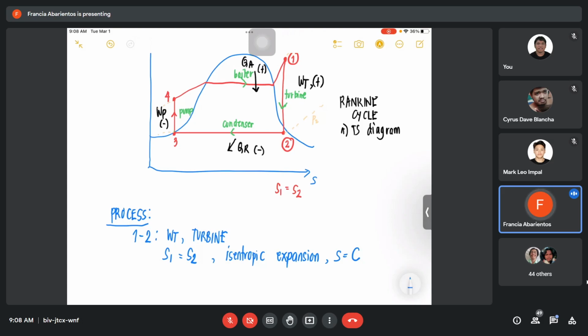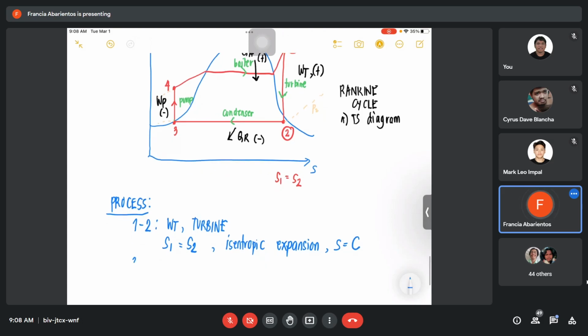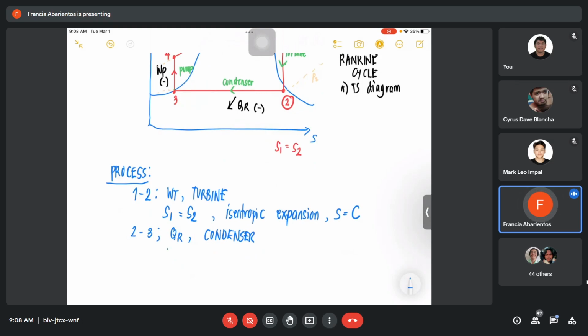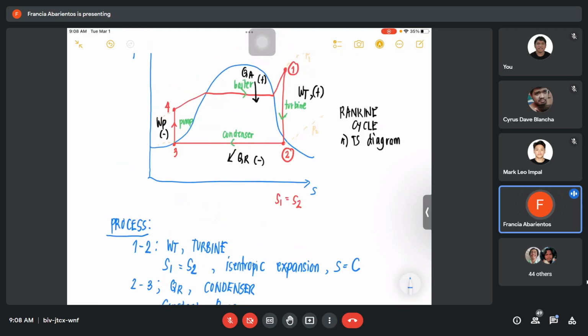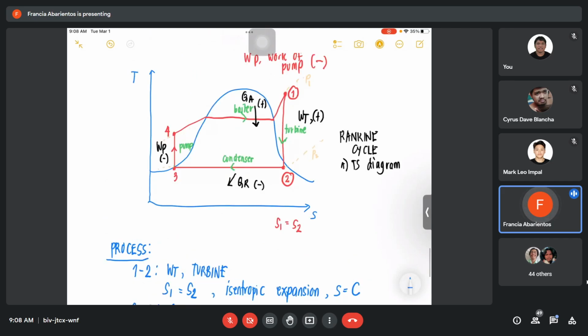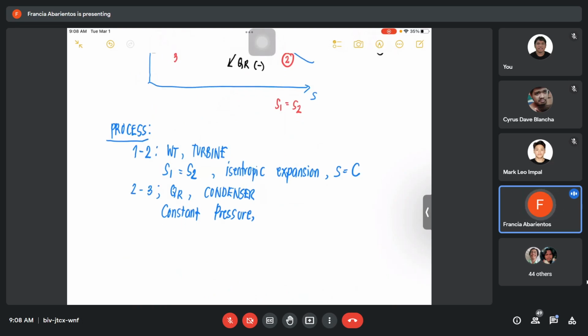While from process 2 to 3, kung saan nangyayari si heat rejection and andon si condenser. Anong process siya? This is a constant pressure. Kasi class, from point 3 to point 2, constant siya. Kasi ganito baga class yung figure natin pag TS. Ganito class yung TS natin. Considering this is your TS. Pag constant pressure class, automatically ganito yung notation. Pantay palagi sa wet region, but pag ganito. Okay? So this is now the pressure constant.